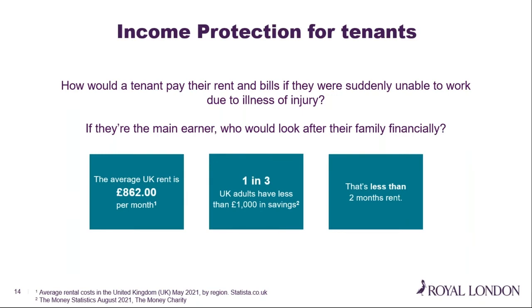So remember, the average UK rent currently is £862 a month, and 1 in 3 UK adults have less than £1,000 in savings. So as you can see, the correlation between those two, that's less than 2 months' rent. So income protection could most definitely help a renter client meet their essential outgoings each month if they couldn't work due to illness or injury.